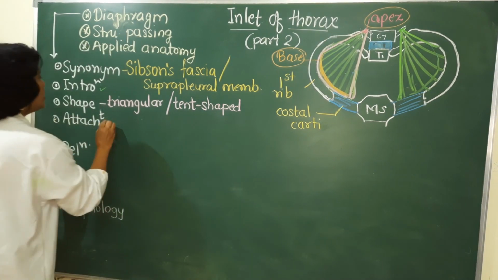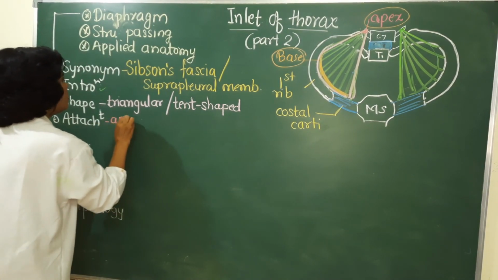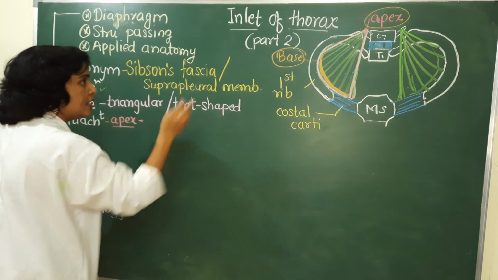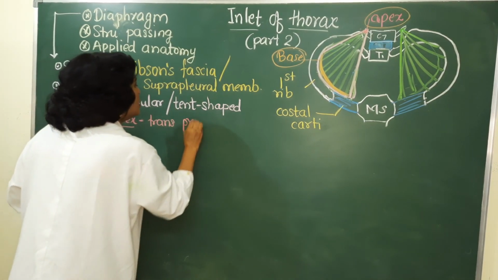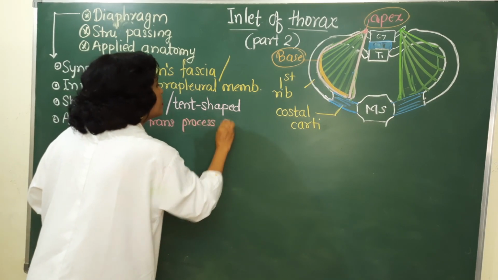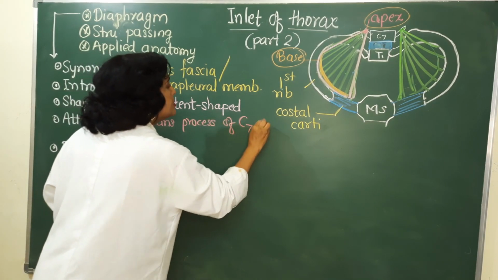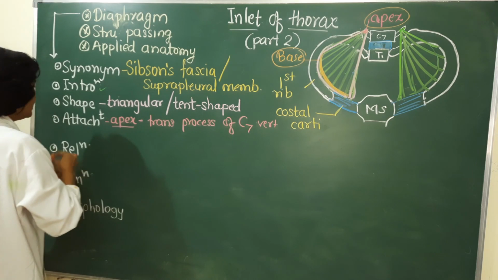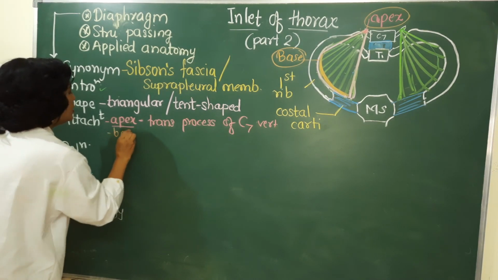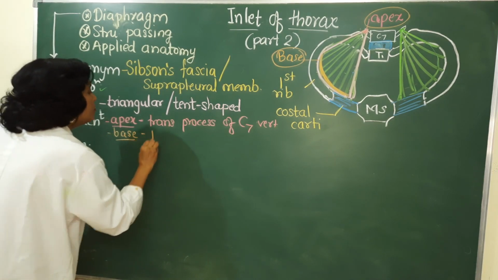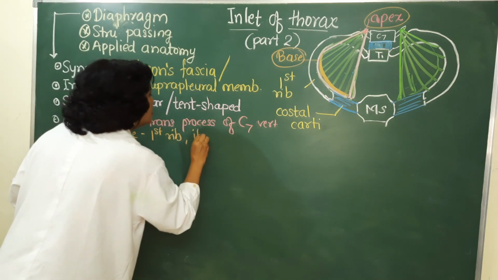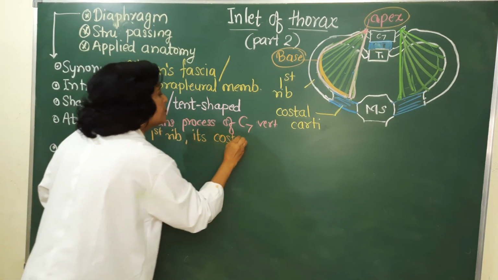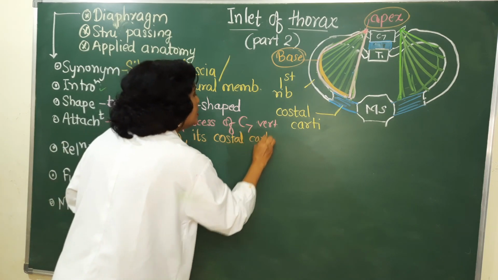So you will be writing here, attachment: apex is attached to the tip of the transverse process of C7 vertebra, and base is attached to the inner border of the first rib and its costal cartilage. So that is about the attachment.